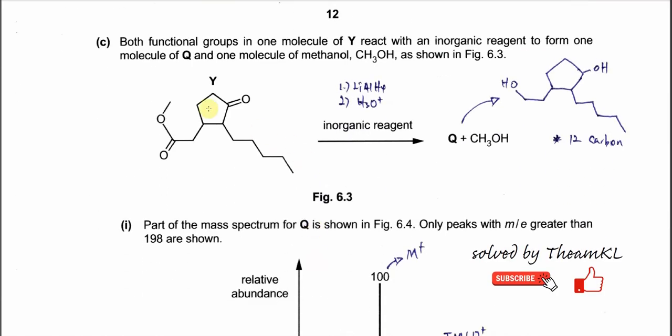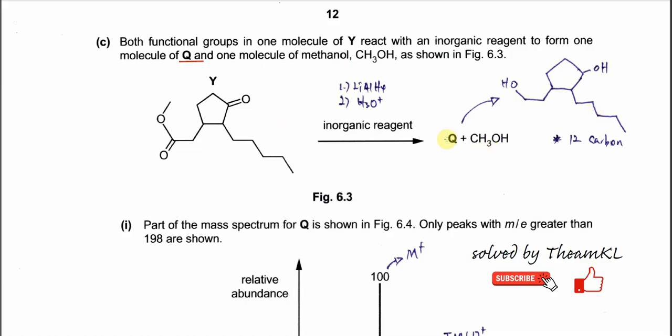Part C. Both functional groups in one molecule of Y react with an inorganic reagent to form one molecule of Q. So this one, many of you might be confused. Many of you might think that this is hydrolysis. In fact, this is not hydrolysis. If you try to do the later part, you will know this is not hydrolysis. Later I'll tell you what it is. Later we will get back to these reactions and let you know what this molecule is and how to form it.